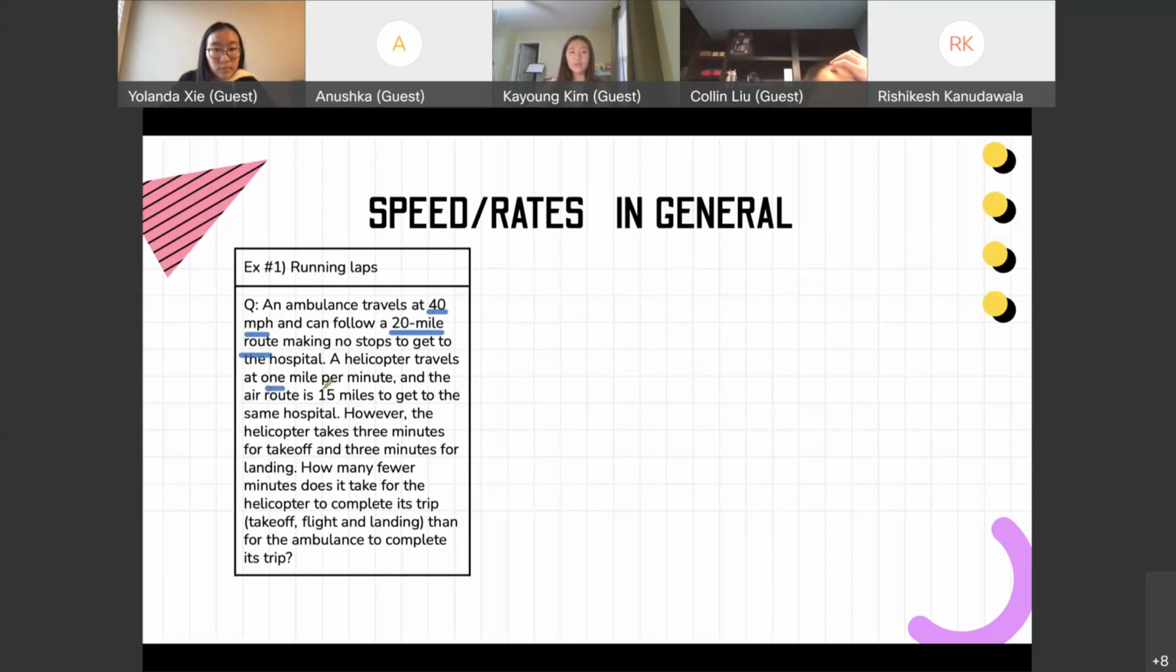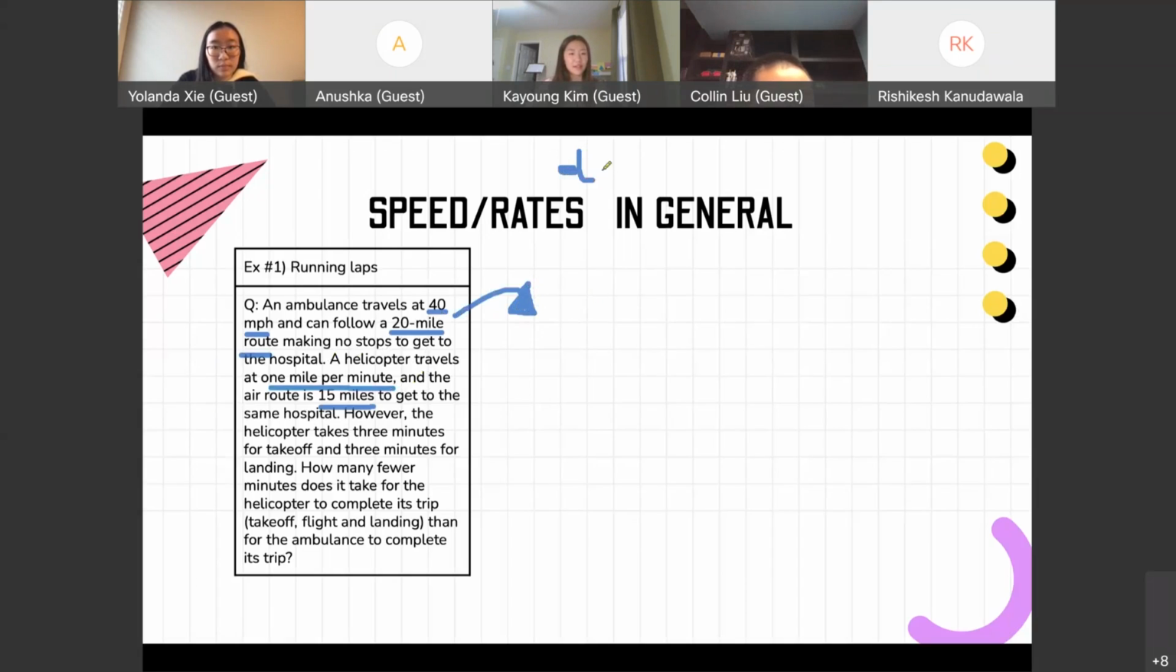When we first look at this, it might be really confusing, but some of the words we don't need. So we're going to try to get out the information that we actually need. Let's look at the first sentence. An ambulance travels at 40 miles per hour and can follow a 20-mile route, making no stops. We don't really need the making no stops part. So 40 miles per hour, that's going to be our rate or speed. And 20 miles, that's our distance. We can keep that in mind and use our DIRT equation in a second.